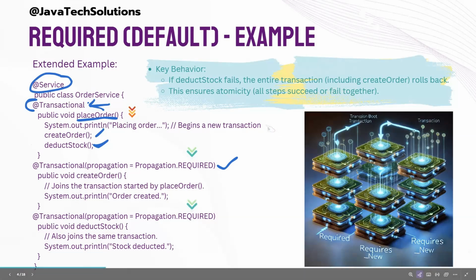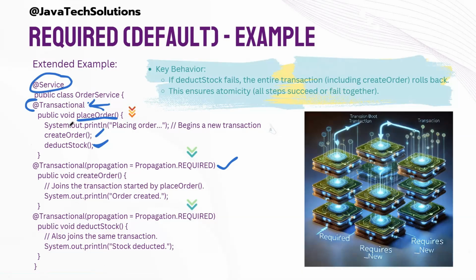So this is the thing: when this placeOrder method is called, it starts a new transaction if none exists. Both createOrder and deductStock join the same transaction context, right? If any method throws a runtime exception, the entire transaction will be rolled back.